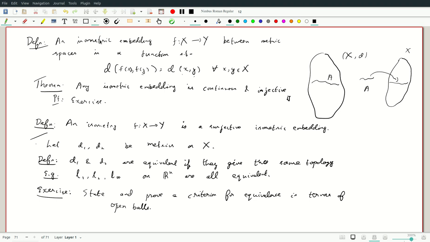Okay, so let's look at, for example, let's take a point. And if I look at the L1 ball, then I'm taking R2. The L1 norm is mod x plus mod y in R2. So the L1 ball will be the set where this is less than r. So the L1 ball will be a diamond.